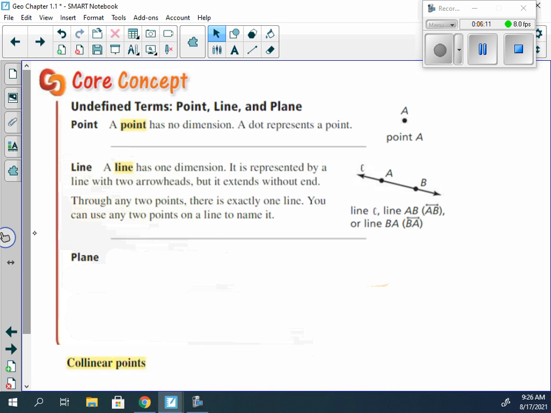Without end. Through any 2 points, there's exactly one line. You can use any 2 points on a line to name it. And that is key.